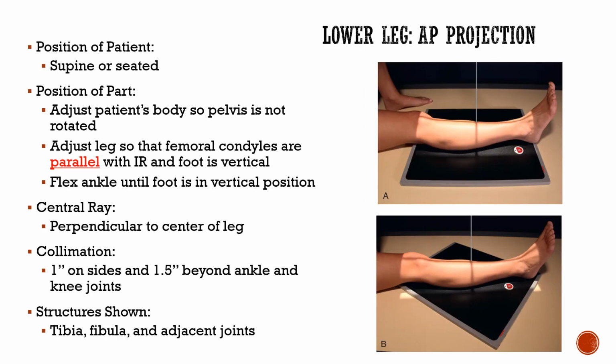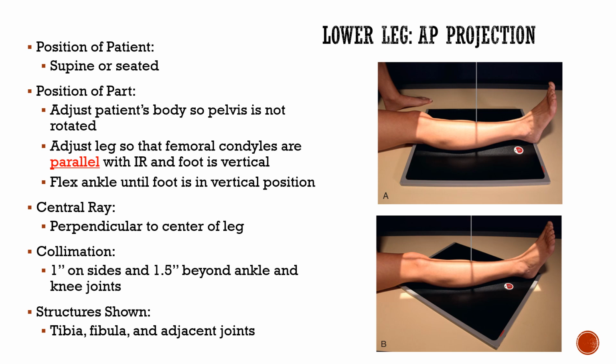For the AP projection, the patient is either supine or seated. We're going to adjust the patient's body parts so the pelvis is not rotated. And we're going to adjust the legs so the femoral condyles are parallel with the image receptor. The foot must be flexed until it is in the vertical position. The central ray is going to be perpendicular to the center of the lower leg.